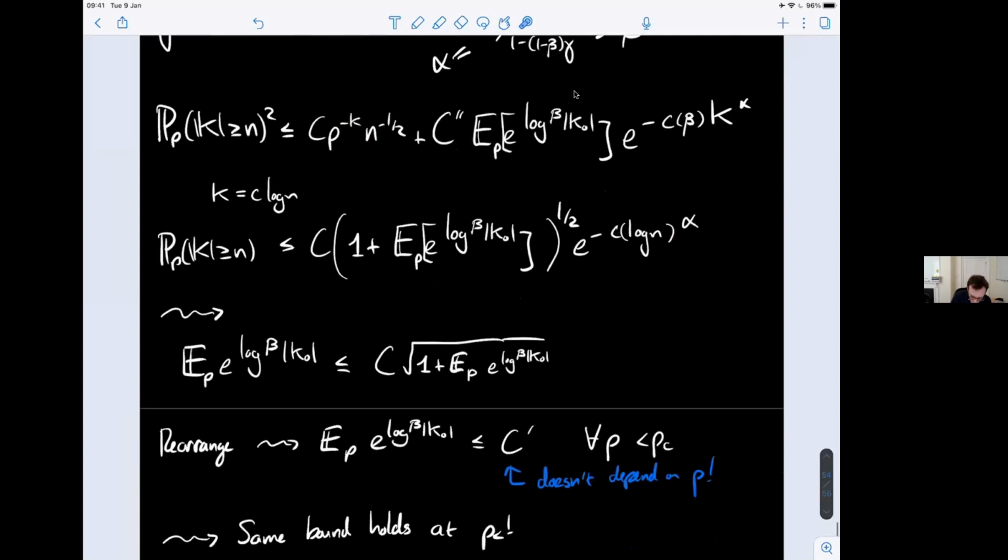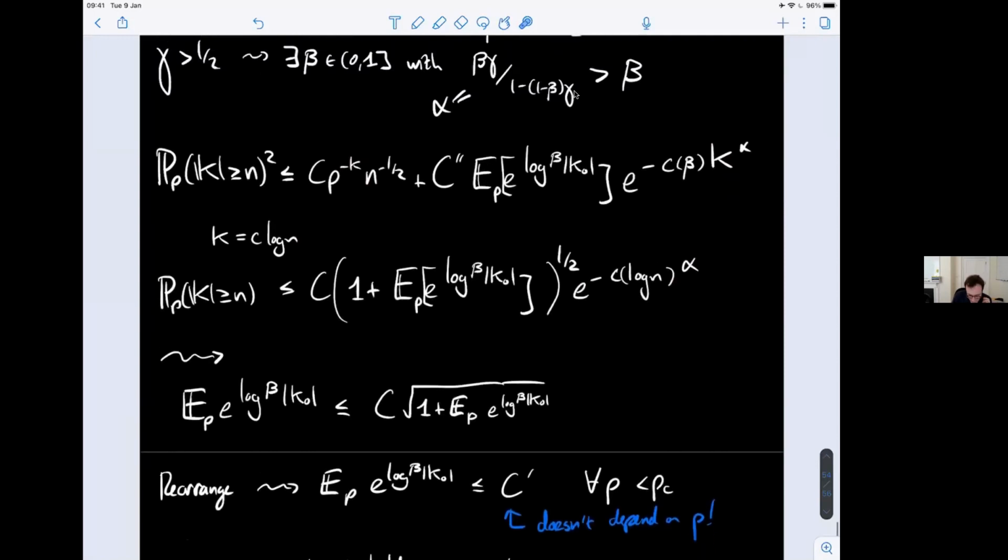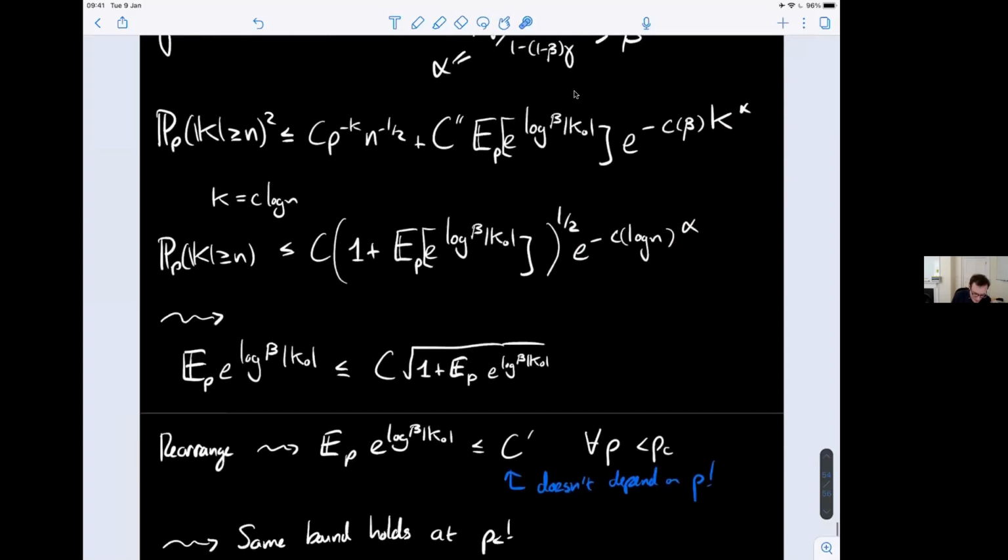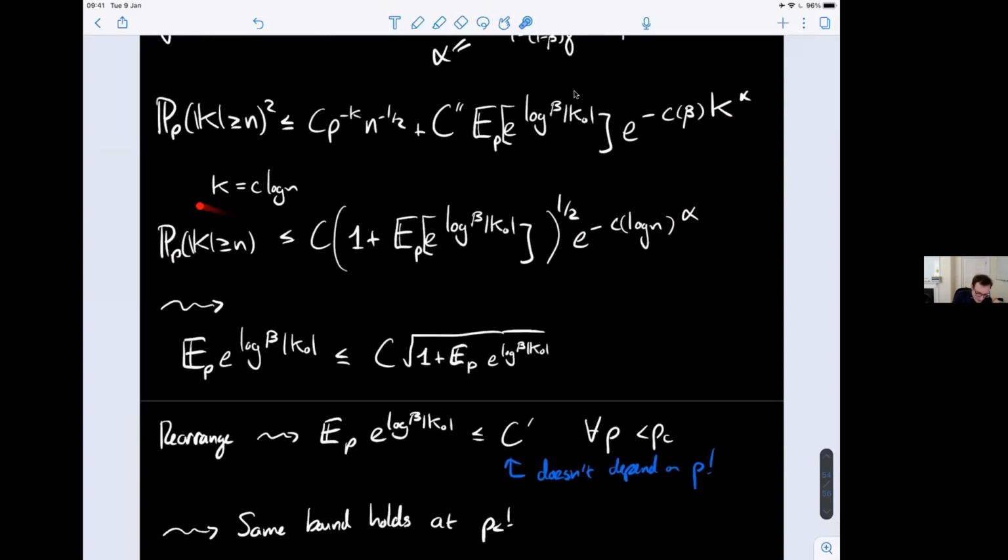Okay. And what you can then do is sum up these tail probabilities in the right way to compute this expectation. And after a calculation, basically because alpha is bigger than beta, you get that the expectation of e to the log to the beta of the cluster volume is bounded by the square root of itself times a constant.